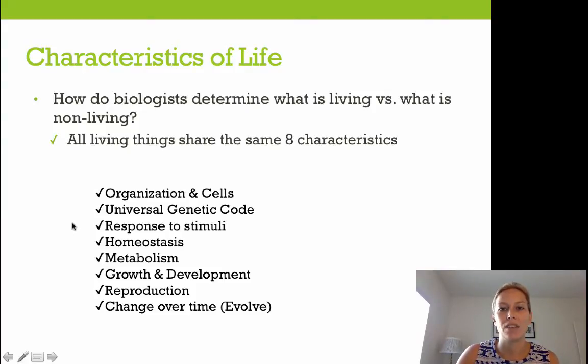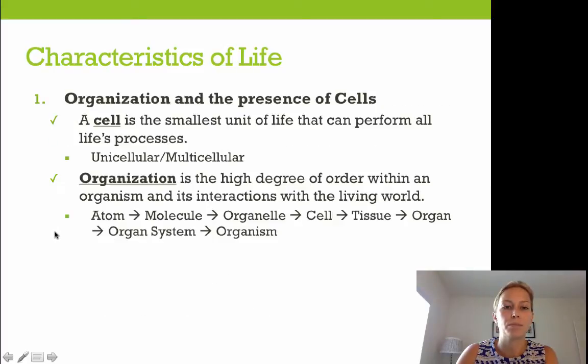So the characteristics of life are what biologists use to determine what is living versus what is non-living. Because if you're going to study life, the first thing you need to do is figure out what's living. So biologists have 8 characteristics that they use to distinguish living things from non-living things. And those are organization in cells, the universal genetic code, response to stimuli, homeostasis, metabolism, growth and development, reproduction, and change over time, or the ability for populations to evolve over time. We're going to take a closer look at each one of these.